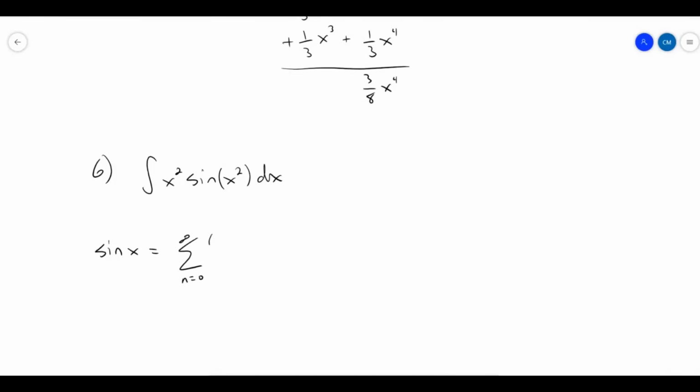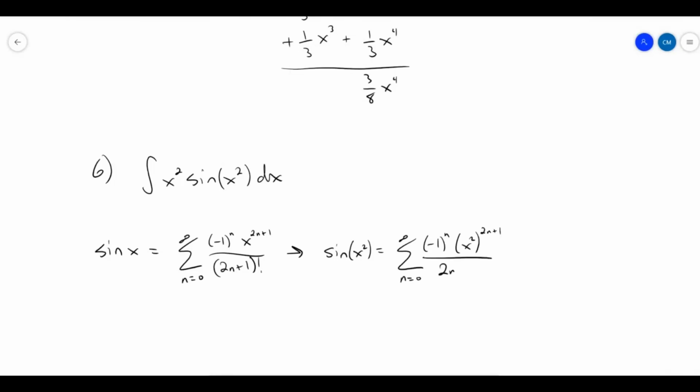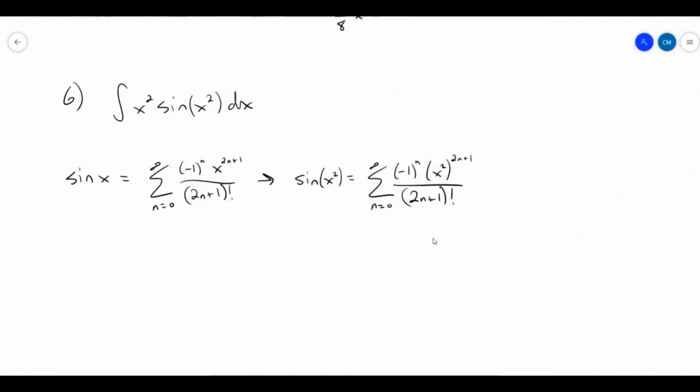Negative 1 to the n, x to the 2n plus 1 over 2n plus 1 factorial. Take this, you use the composition property that we've been doing. Say, okay, well, what's the sine of x squared then? So just replace the x with x squared. Get x squared here instead. Everything else stays the same. And then, what's x squared sine x squared? Well, that's just what you get when you multiply that power series we just got by x squared.